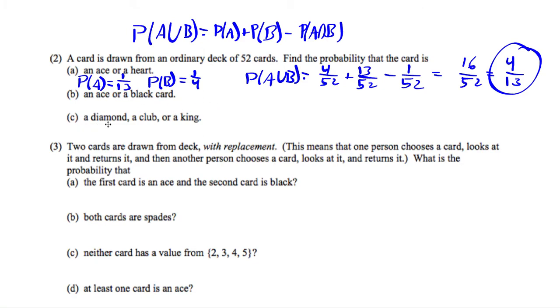Well, we could think about it that the probability we get a diamond is 1 out of 4. Probability we get a club is 1 out of 4, and the probability we get a king is 4 over 52, or 1 over 13. So this is 13 over 52, 13 over 52, and then 4 over 52.